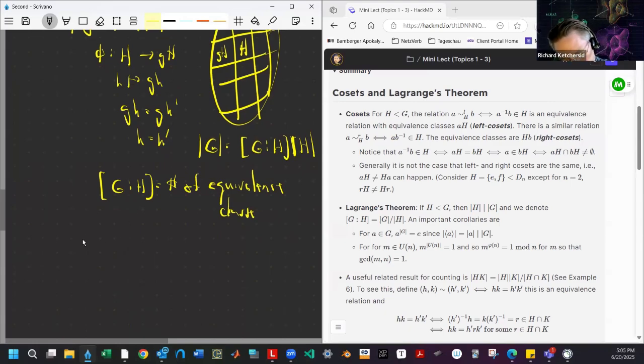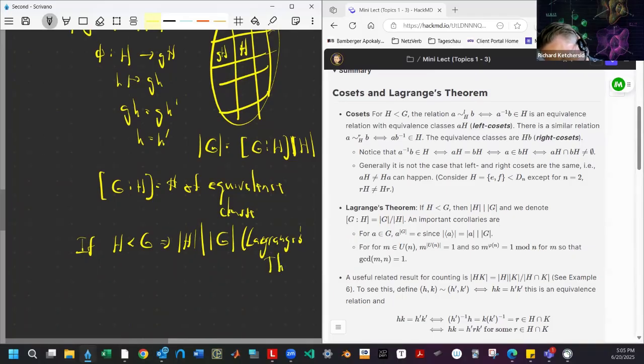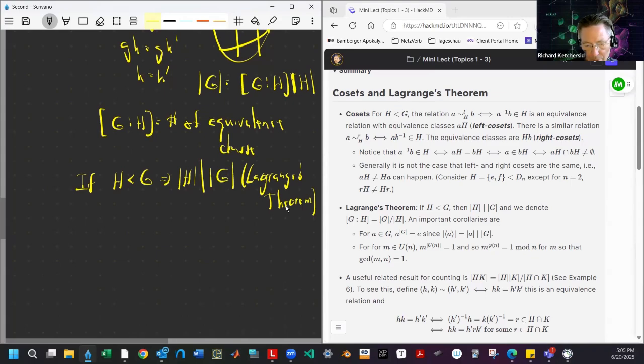And notice, as a corollary, if H is a subgroup of G, then the size of H divides the size of G. Now this is important. This is actually Lagrange's theorem. And this is really, really important. It's used to analyze finite groups, and for all sorts of things. But one of the main things it's used for is to analyze finite groups. So this is obvious once we've done this calculation up here.